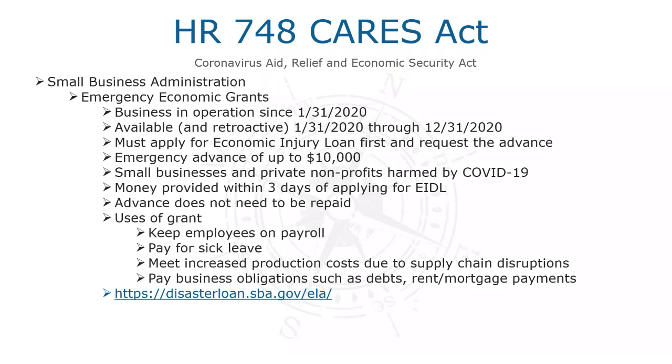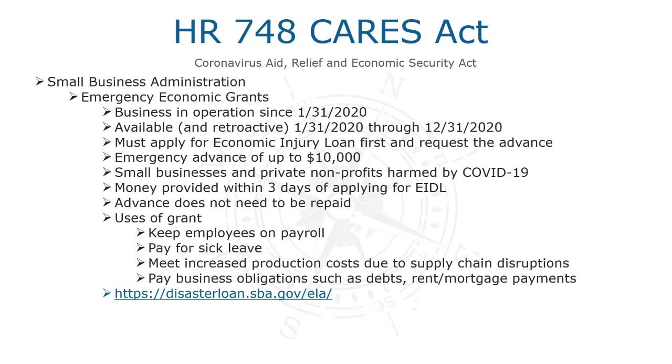So the rules around the emergency economic grant is the business needs to have been in operation since January 31st or before, obviously. It's available and retroactive, which is very cool. Again, you have to apply for the economic injury loan first and then request the advance through this grant.